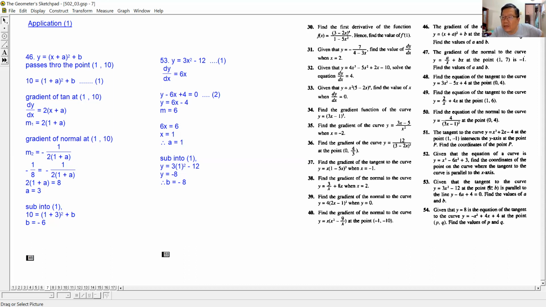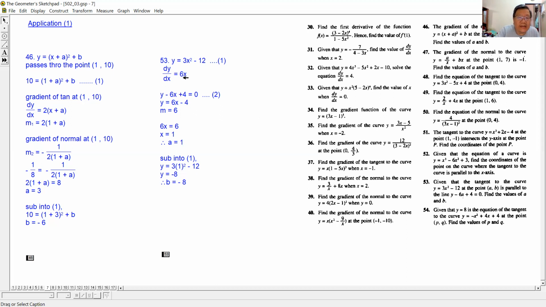Then they tell me the tangent is parallel to this line. So that means the gradient of the tangent here must be equal to the gradient of this line. That's why, because they are parallel, right? Parallel lines, the gradients are the same.